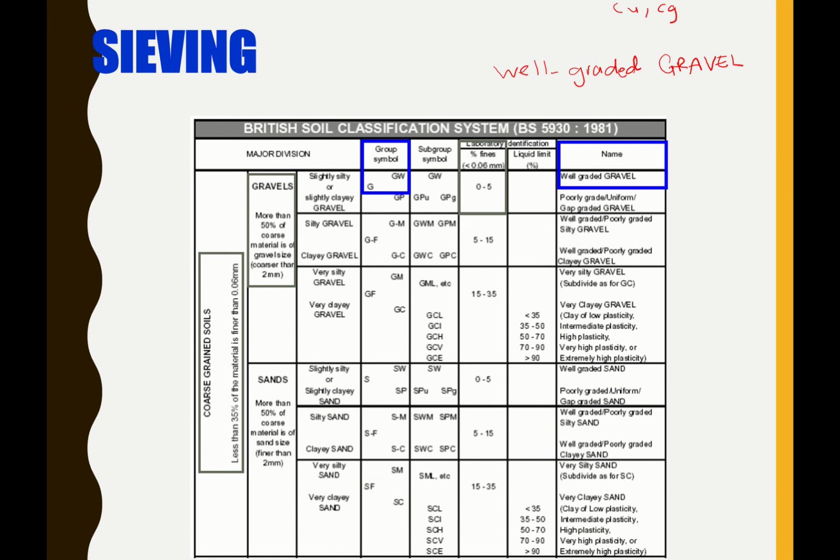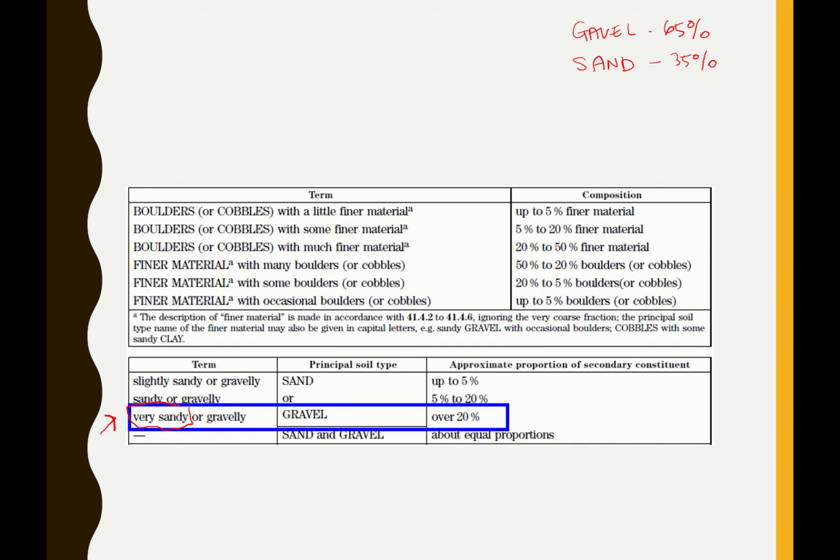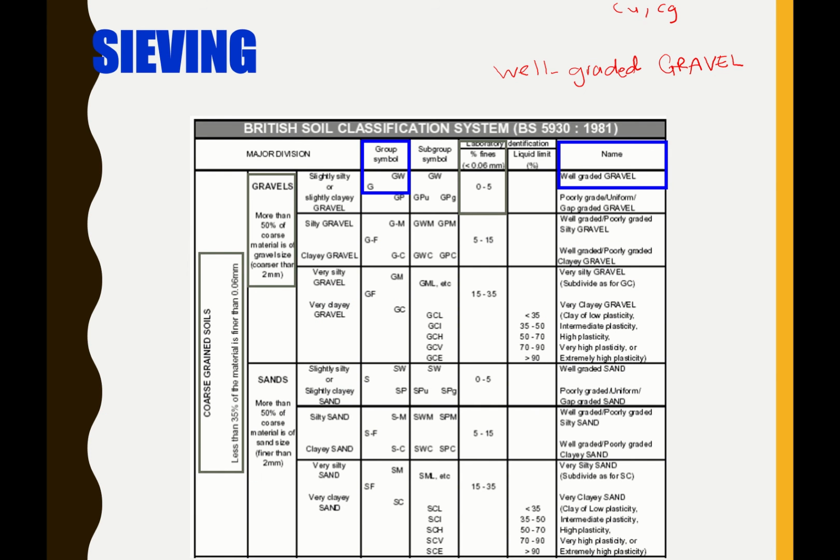This is the first table that you refer to. First determine whether your fine soil is less than 35%. And then what will be the dominant composition? In this case it is gravel. And then you have calculated Cu and Cg. Now we confirm that the soil is well graded.